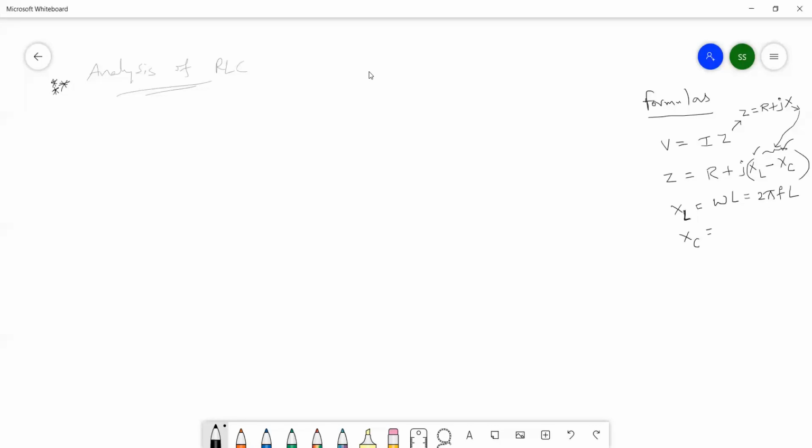Now XC is equal to, what is the formula? 1 by omega C. Very good. 1 by omega C, where omega is again 2 pi f, so 1 by 2 pi f C. Very good. All these formulas, how they came and the analysis part, we already discussed in the last 3 sessions. Revise perfectly.